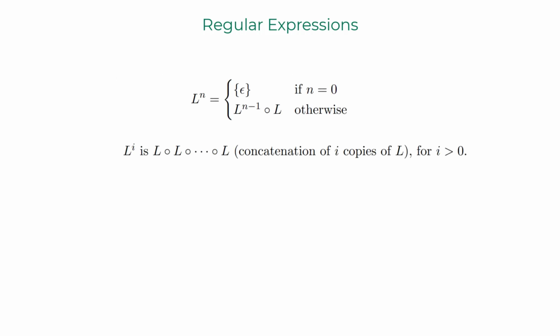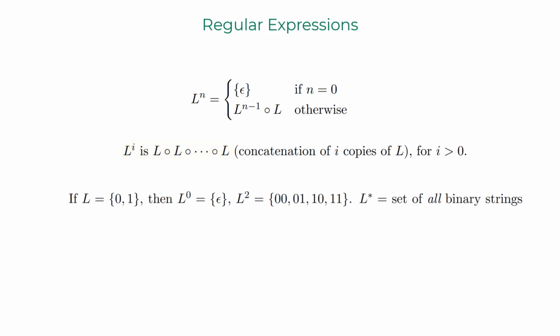With that knowledge, we can discuss the inductive definition of L to the power n. The base case for this is L to the power 0, which is the language containing the empty string. Just the way a number to the power 0 equals 1, in the context of languages, language to the power 0 is the set containing the empty string. Hence, L to the power i is the concatenation of i number of copies of the language L.